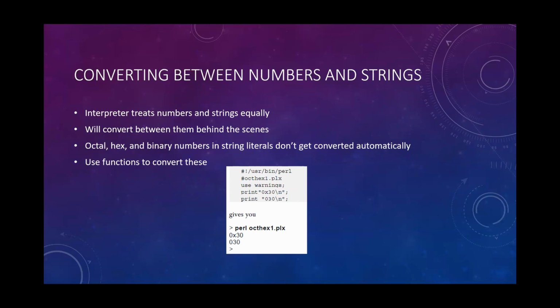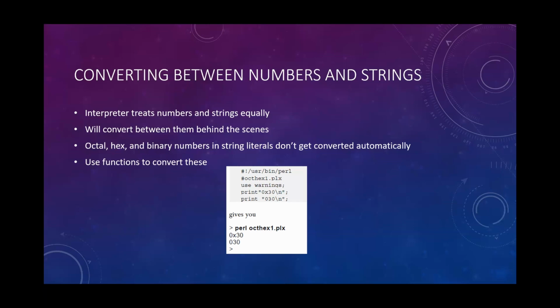Perl will automatically convert between numbers and strings. So we don't have to indicate what type of variable we have. We just have to say it's a variable. The interpreter is going to treat numbers and strings equally, and it will convert between them behind the scenes. So there's nothing that we have to do additionally. Now, on the other hand, octal, hexadecimal, and binary numbers in strings don't get converted automatically. You actually have to use functions to force a conversion. But for the most part, we're not going to be working with octal, hex, and binary, so we're not worrying about that. We do have the functions, though, over here.